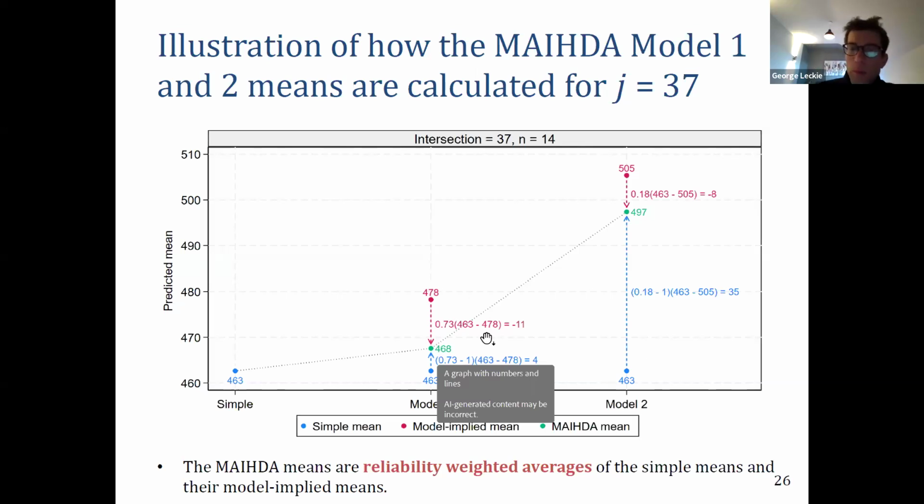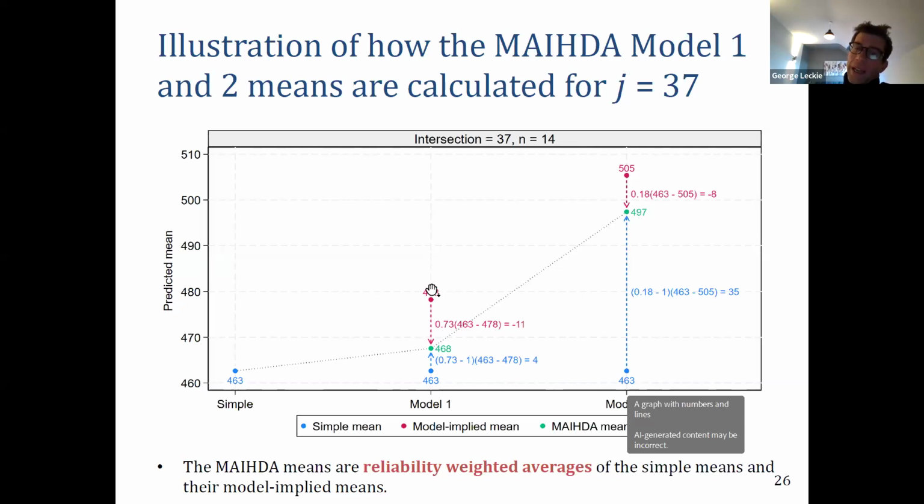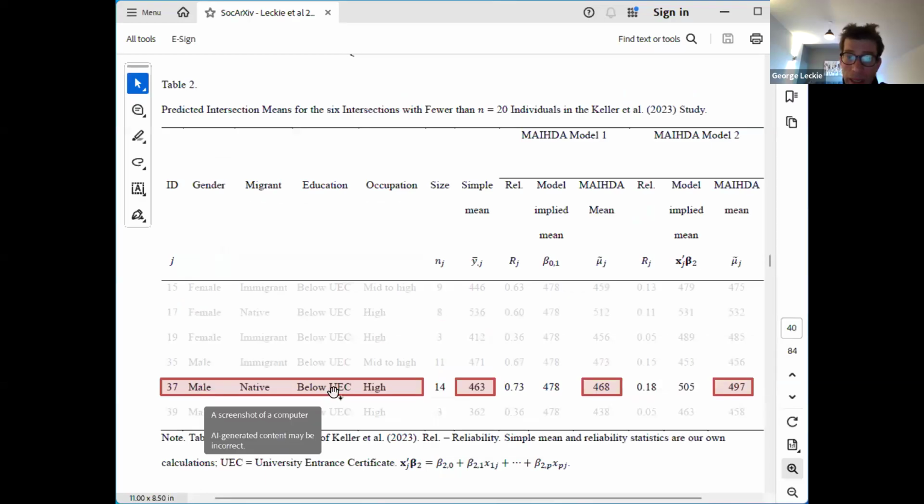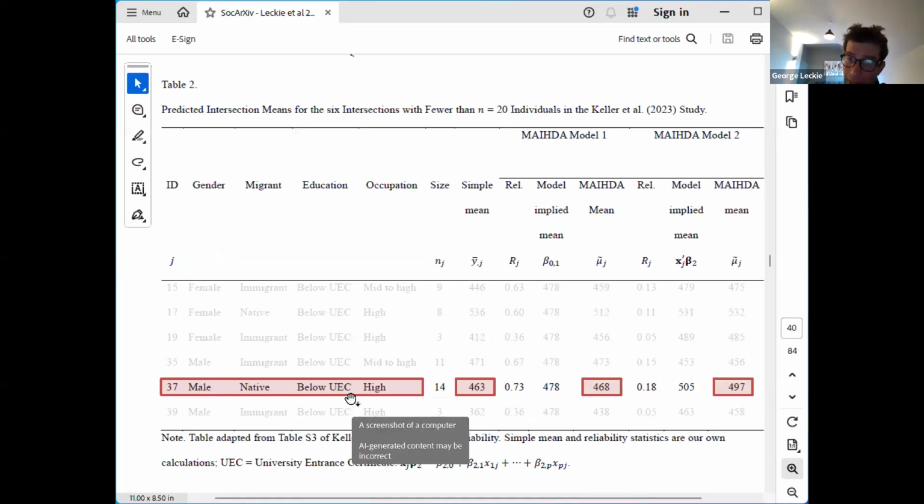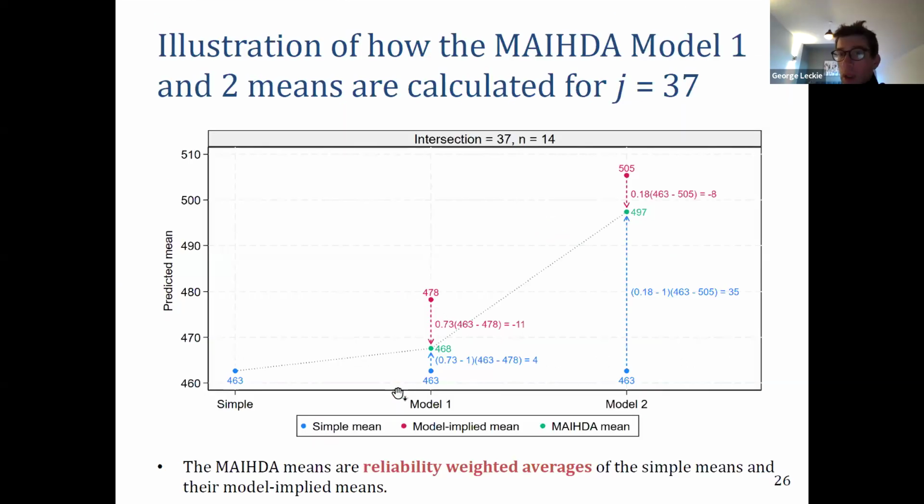What then is MAIHDA model 2? Well, MAIHDA model 2 does that reliability weighted average of the observed mean, 463, but now it doesn't shrink it towards the overall average of 478. It shrinks it towards whatever the model implies for that intersection based on the included additive main effects. And for this particular intersection, 37, which was native males with low educated parents, yet they're in high occupations, a little bit unusual, hence a small number of individuals, we see that they've actually got a very high predicted mean based on the additive effects.